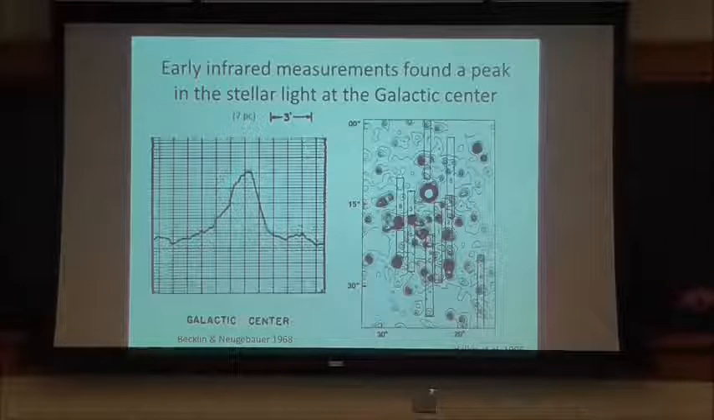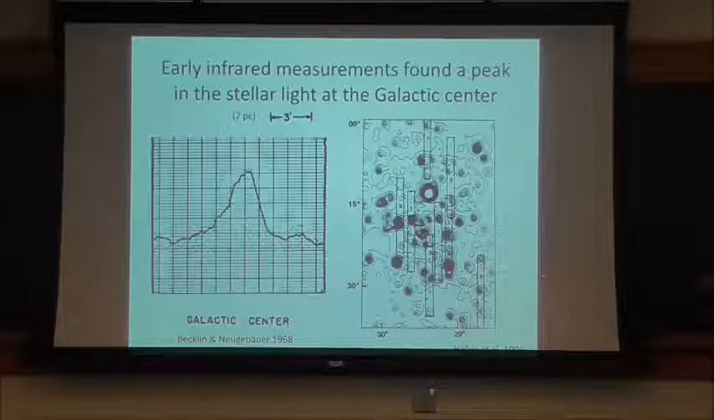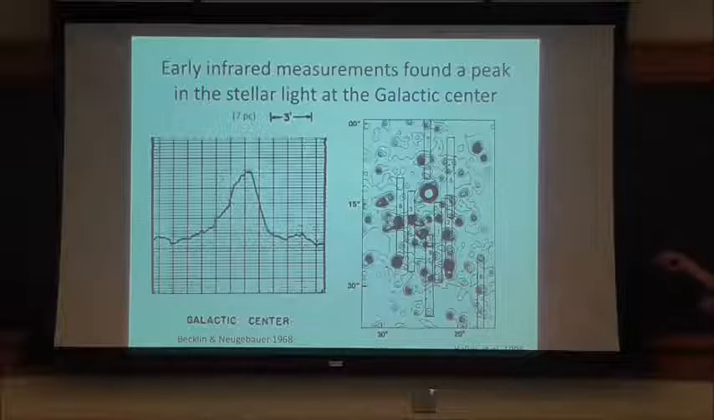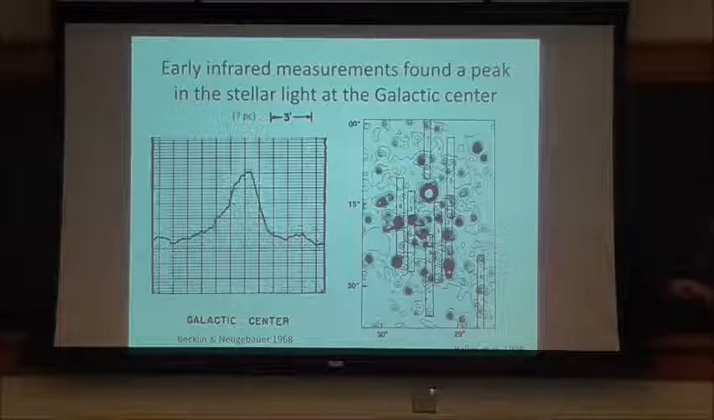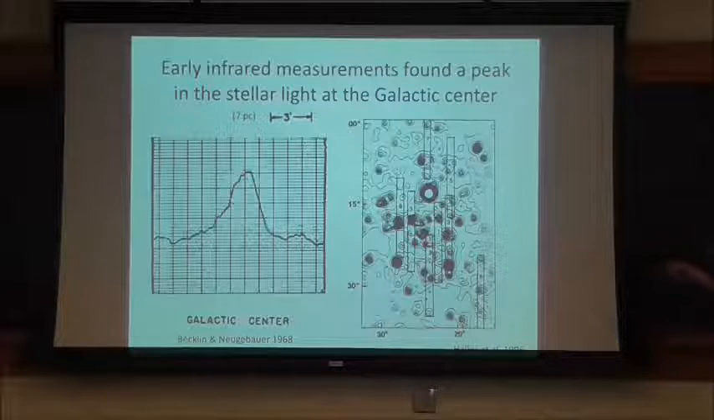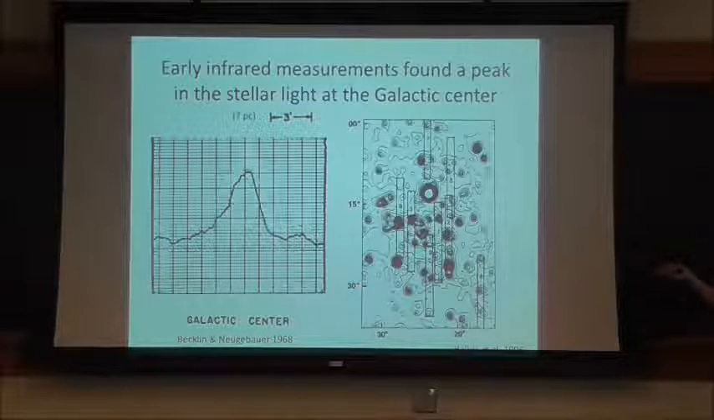Other seeing-limited observations, like this one from Haller et al. in 1996, saw that there are lots of really bright stars at the very center. Now this is a much smaller scale. And these stars turn out to be really interesting. I'll tell you more about those soon.